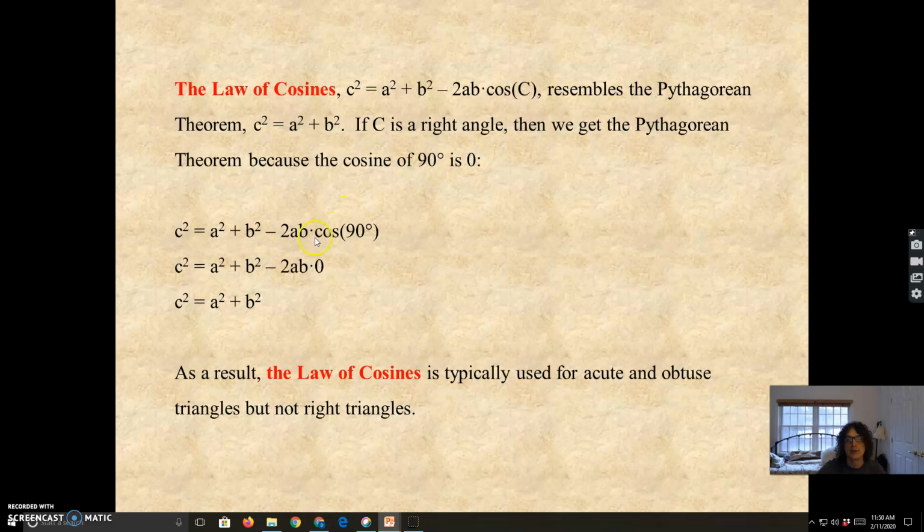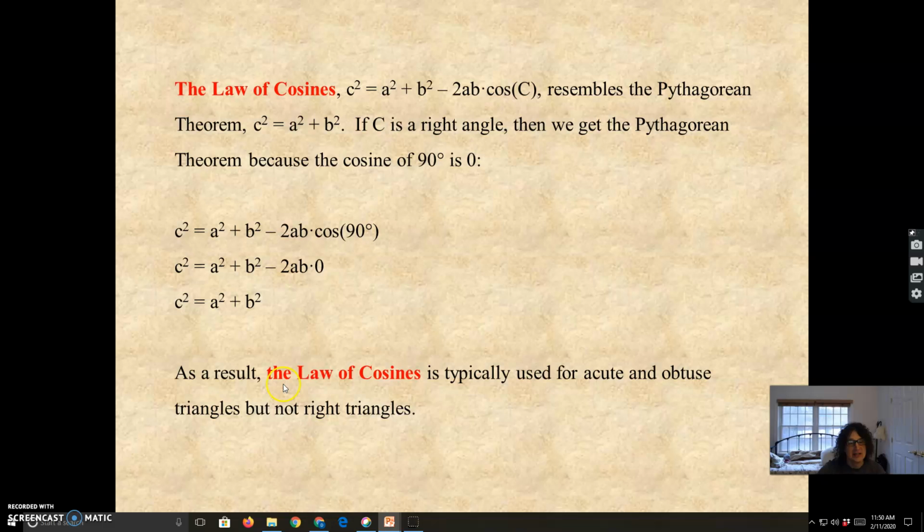As you can see, we plug in the cosine of 90, which is 0. If we do the calculations, anything times 0 is 0. So that would be c squared equals a squared plus b squared, proving that the law of cosines is identical to the Pythagorean theorem if the angle that we're looking at is 90 degrees.